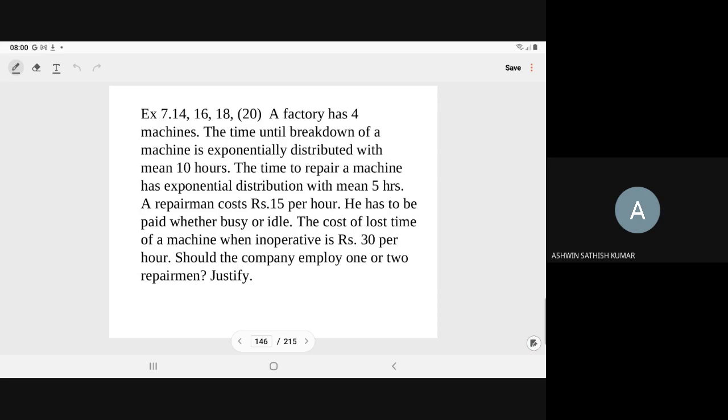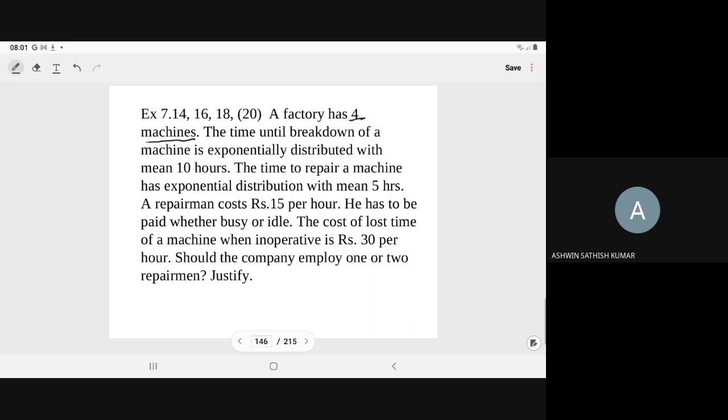I'm presently doing question number 14, but you can practice with question numbers 16, 18, and 20. A factory has 4 machines. When we have this constraint, you can presume that this is a question of the finite population model.